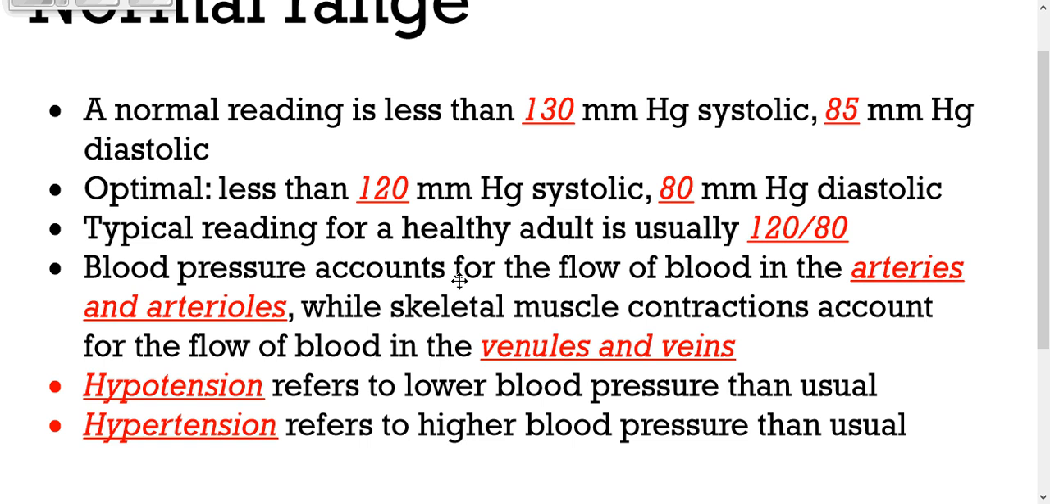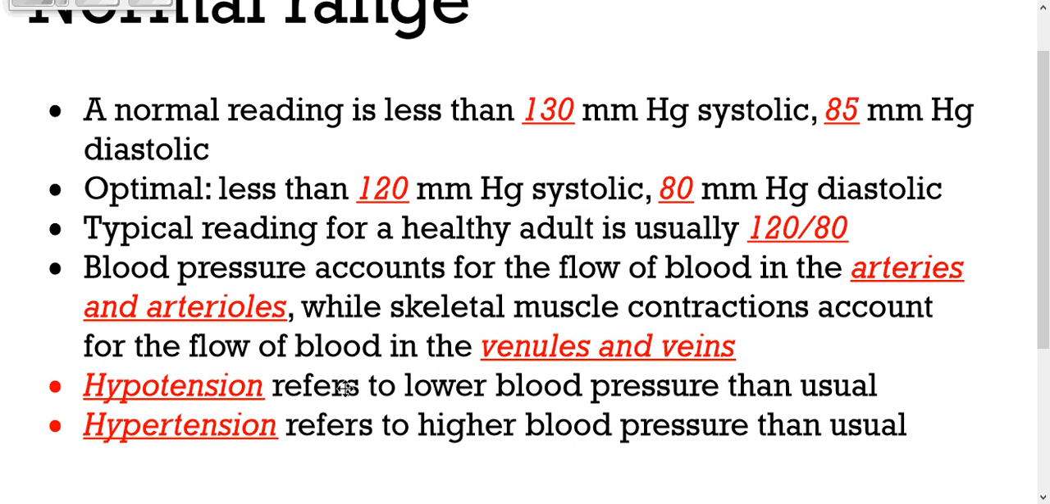The blood pressure accounts for the blood flow in the arteries and arterioles, while the skeletal muscle contractions account for the blood flow in the veins and venules. We talked about that on day 1. There are no tiny hearts in your toes to pump the blood back from your feet up to your heart. In your veins and venules the pressure is quite low, not as low as the capillaries, but it's low. Your skeletal muscles, as you're walking, will squeeze that blood back, and then the valves close to prevent backflow.